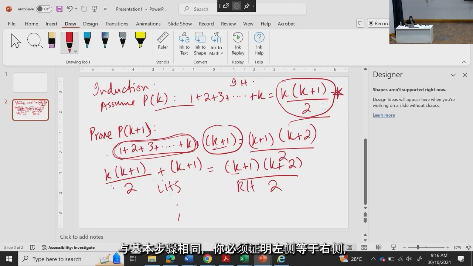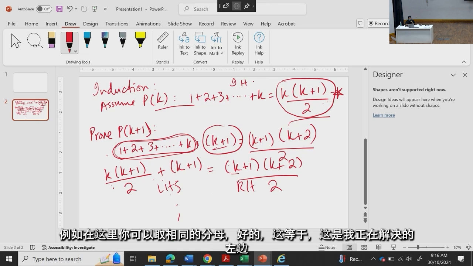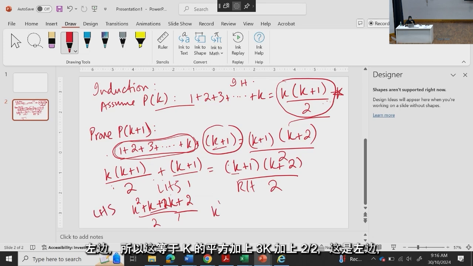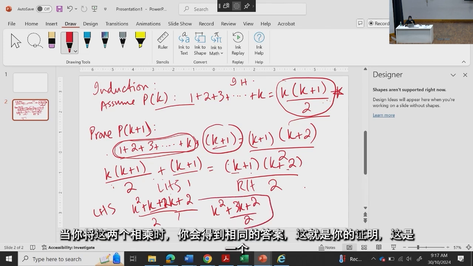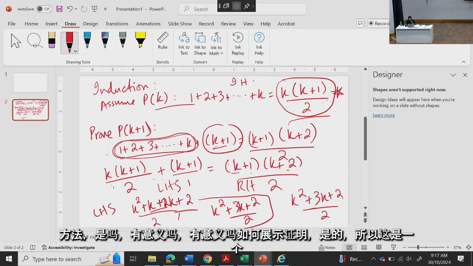Just like your base step, you have to show that left hand side is equal to right hand side. For example, here you can take the same denominator. It is equal to this. I am solving the left hand side, so this is equal to k square plus 3k plus 2 over 2. This is the left hand side, and when you multiply these two, you get the same answer. And this will be your proof. This is one method.